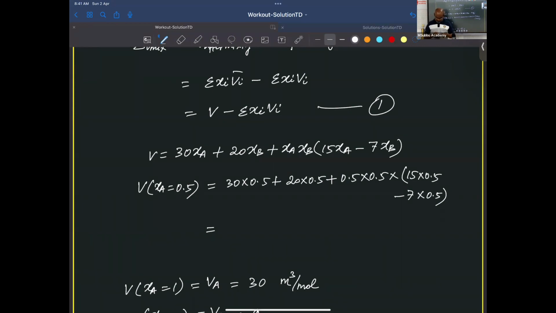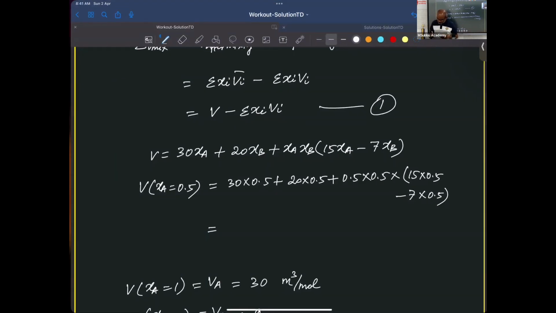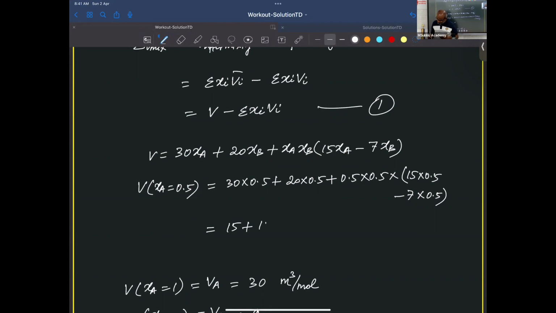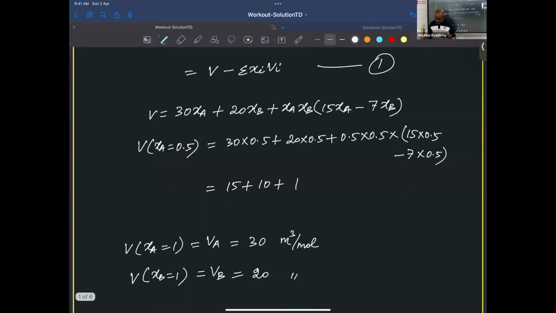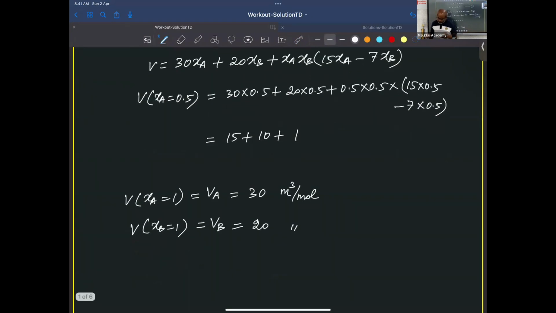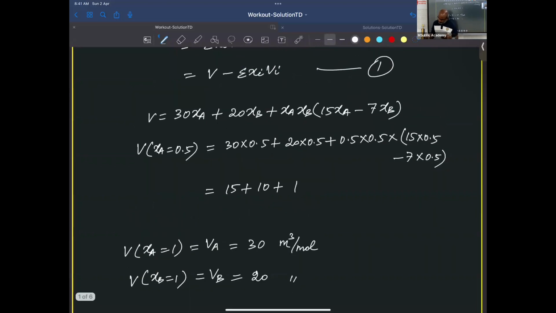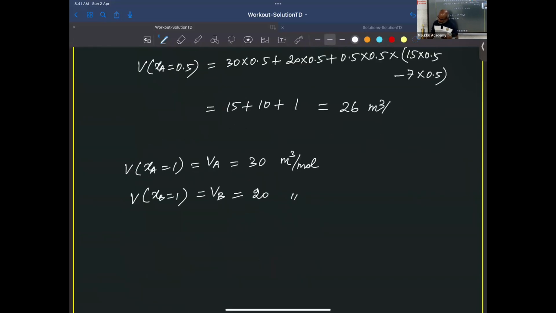Everything is simple, and we should be in a position to work it out fast. 15 plus 10 plus, what is that? This is 15 minus 7, 8. 8 multiplied by this, 8 into 0.5 cubed. Simply, this is coming as 1. Now next, we'll go to the expression. So this is 26 meter cube per mole.